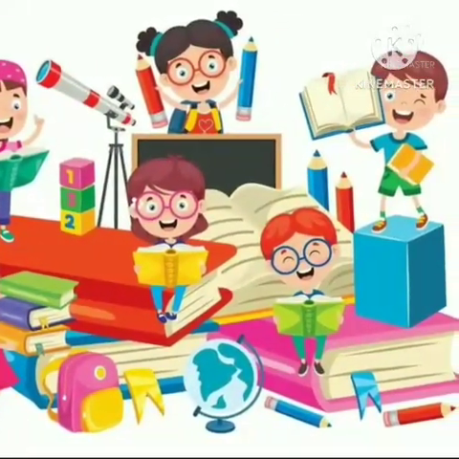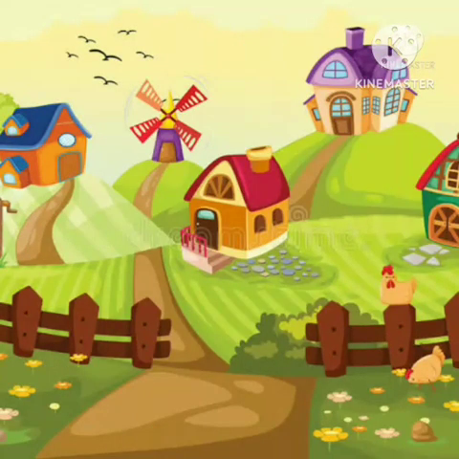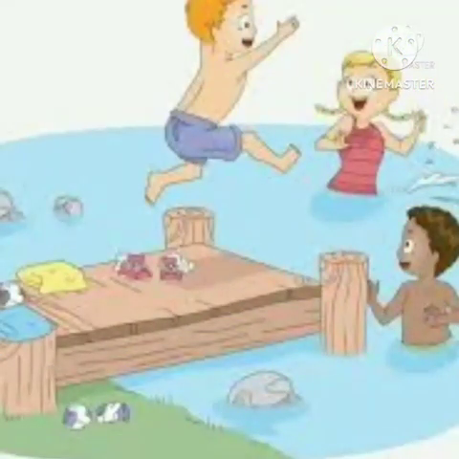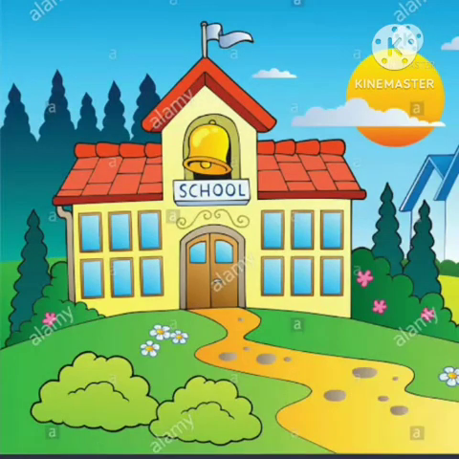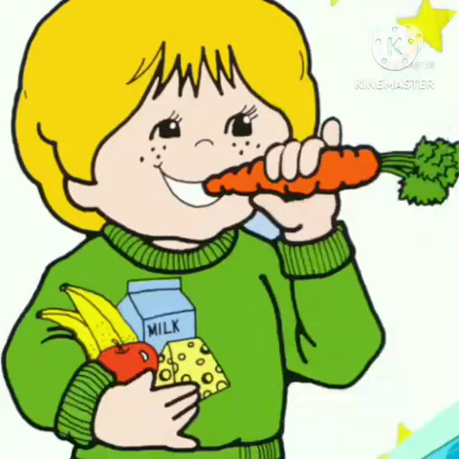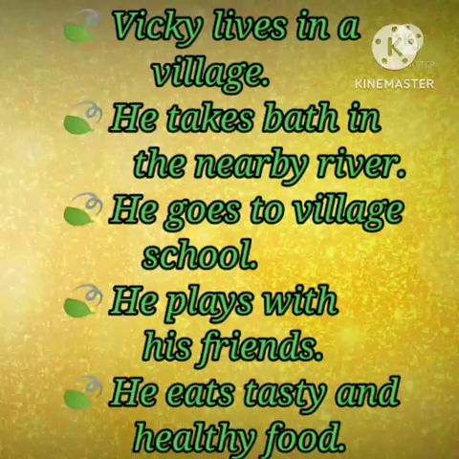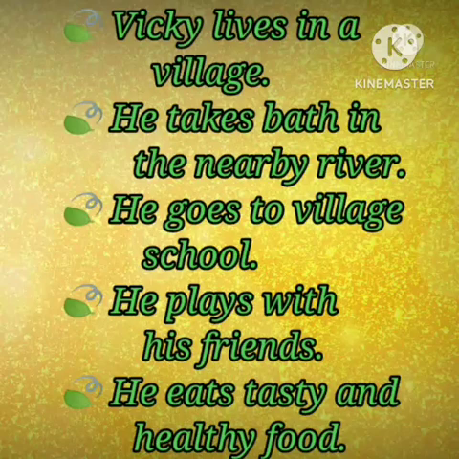Today I am going to start our class with the daily routine of a small boy Vicky who lives in a village. He takes bath in the nearby river. He goes to the village school. He plays with his friends. He eats tasty and healthy food. These sentences tell us what Vicky is doing throughout the day.